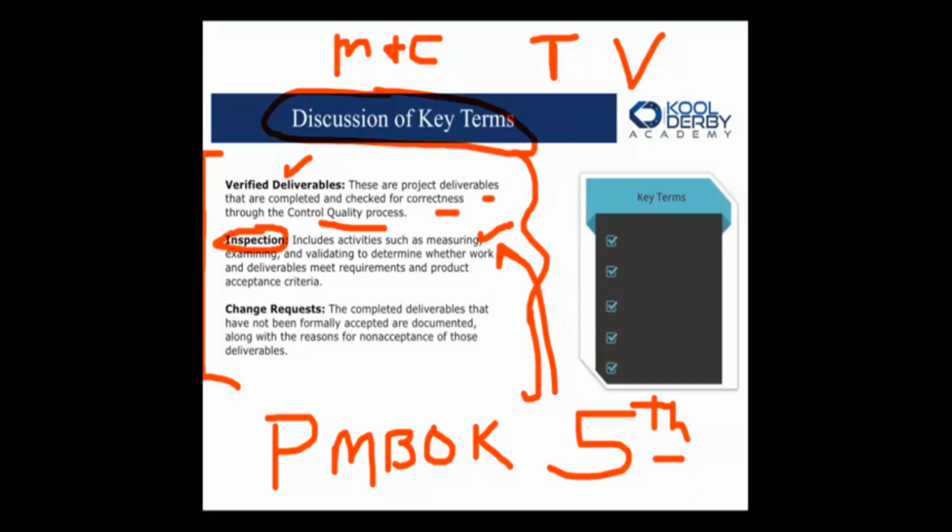Change requests now. These are the completed deliverables that have not been formally accepted and are documented along with reasons for non-acceptance. So let's just say that something didn't work when you were done with the shopping cart. It gave you a link, but it didn't take you exactly where you were supposed to go, or the link didn't work, or maybe something was not meeting the customer's requirements. So therefore, based on the inspection, you have a change request. Okay, so change request is a really common discussion topic on the exam. If something did not meet requirements, we go back and we fix it to ensure it now meets requirements. That's a change request.